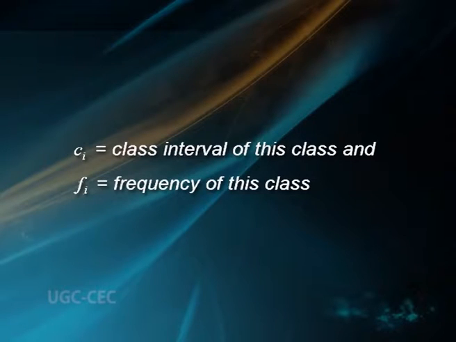Mi is the cumulative frequency of the class just before the class in which the i into N by 10th observation is coming. Ci is the class interval of this class and Fi is the frequency of this class. You can note that the fifth decile D5 divides the observations into 2 equal parts. Hence, D5 is the median of the given set.